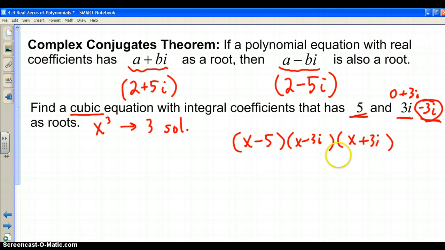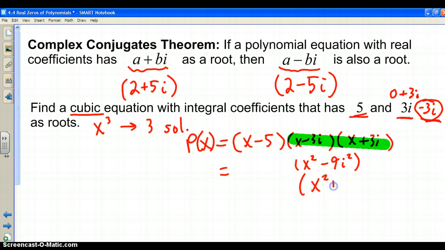And so to find our polynomial, p of x, or whatever you want to call it, all you have to do is FOIL or multiply these out. I'm going to multiply those two out first. And so when you do that, we get x squared minus 3ix plus 3ix. The inside-outside kind of disappear, and then we get minus 9i squared, which is really what?